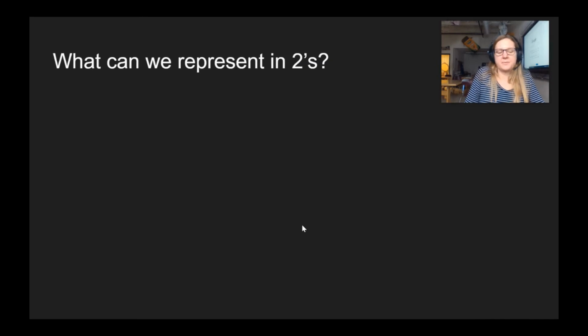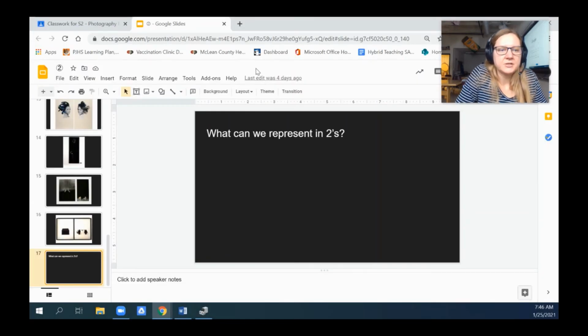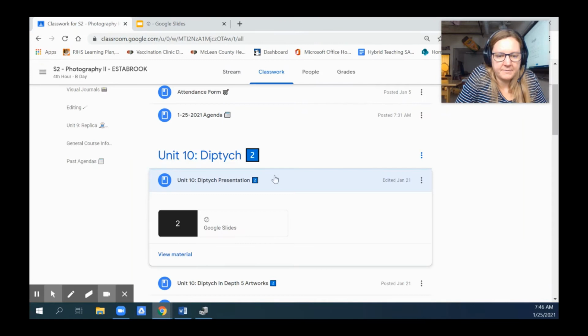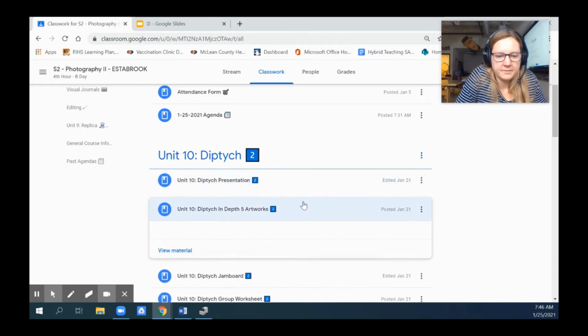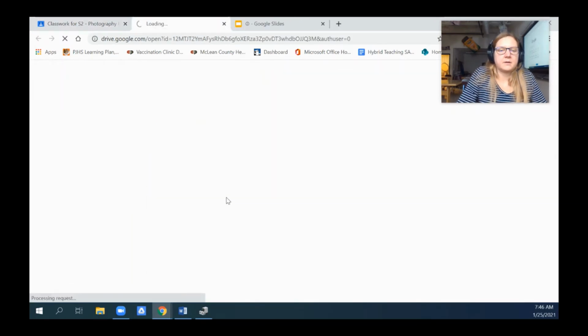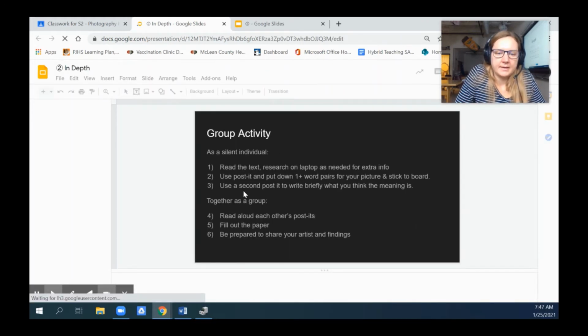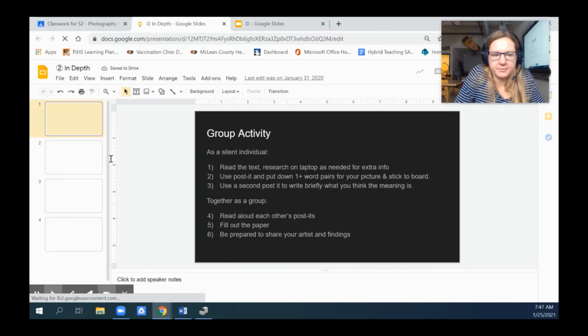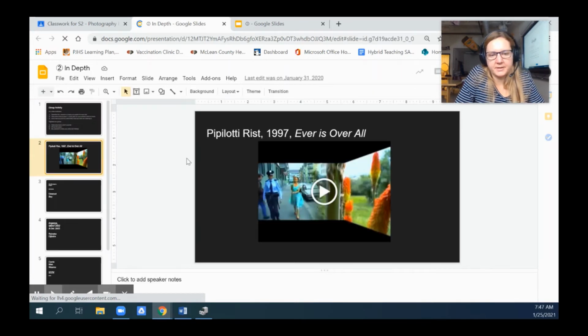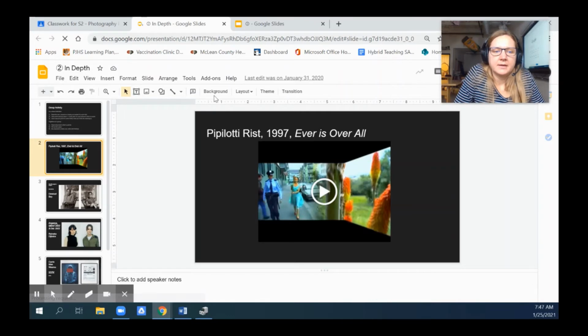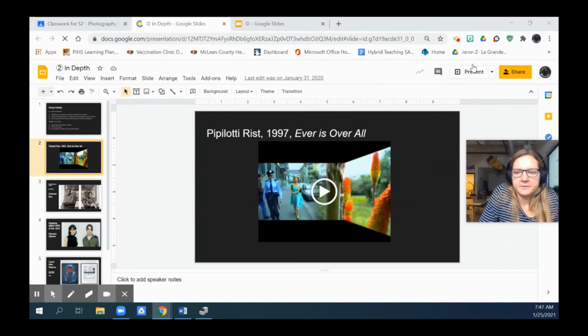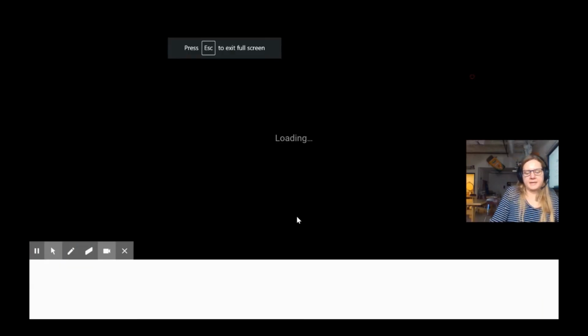So we're going to start thinking about what we can represent in twos. So what I've done is I found 5 artworks here that in class we analyzed, and I'm just going to go through the images. The first one is Pipilotti Rist's Wreath. And let me go ahead and turn it to presentation view. Okay, Pipilotti Rist and her images.